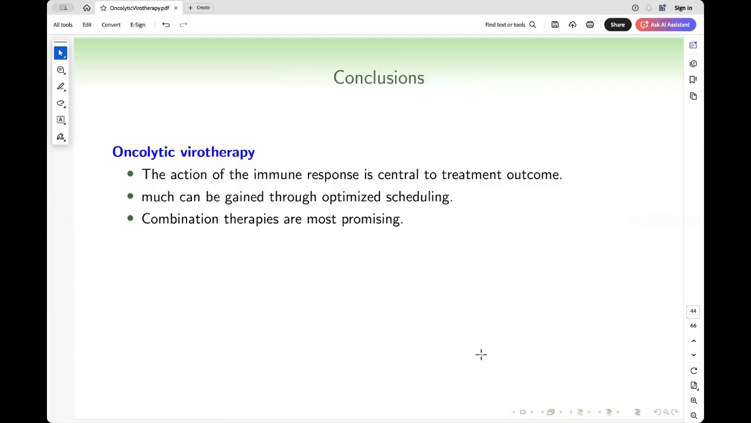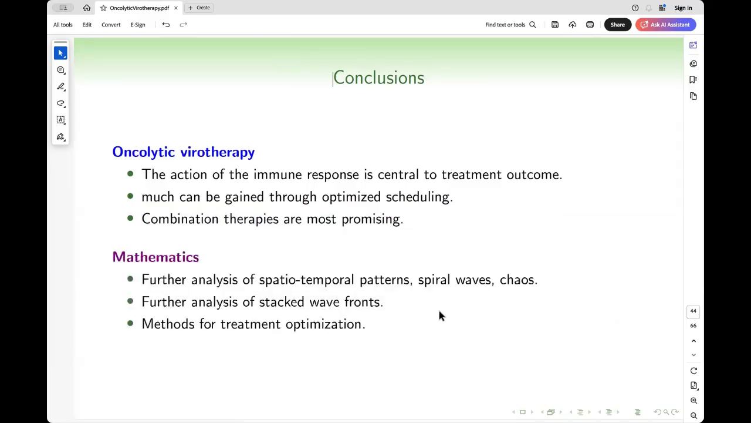So let me summarize this a bit. The action of the immune response is central for the treatment outcome. Much can be gained through an optimized scheduling, and I think this has been largely ignored so far in this kind of study. People just do one inoculation and see what happens. But I think the scheduling can do a lot. Combination therapies are most promising for sure.